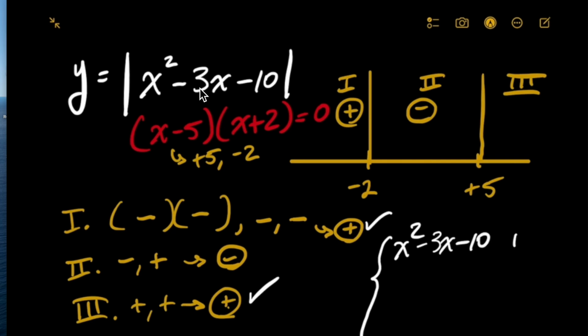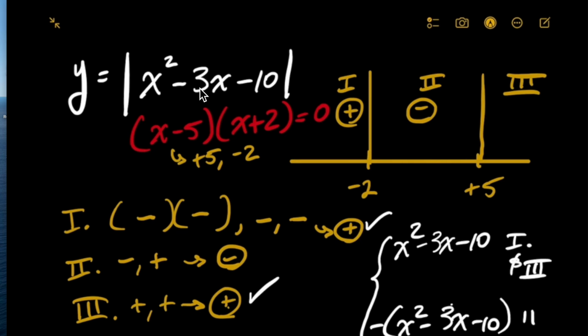Okay, so this is going to be for zone 1 and zone 3. And then in zone 2, which is the only portion of the graph which was negative, we're going to get the opposite of the function. So this would be zone 2.